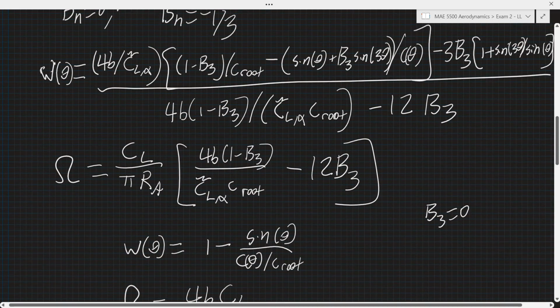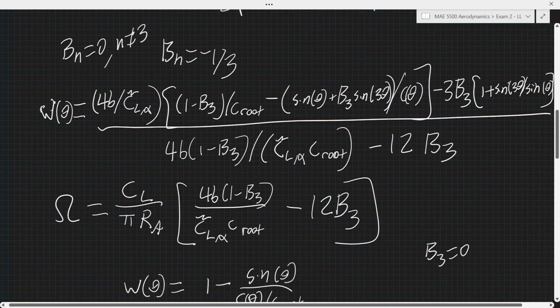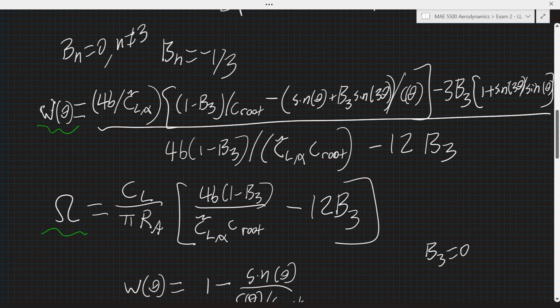So I'll go back up here and reiterate: this is our twist distribution and our twist amount for minimizing induced drag for the Prandtl bell-shaped lift distribution.